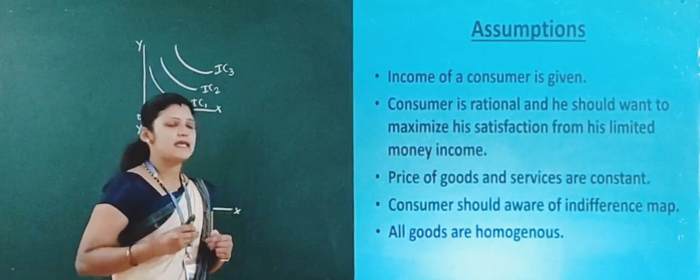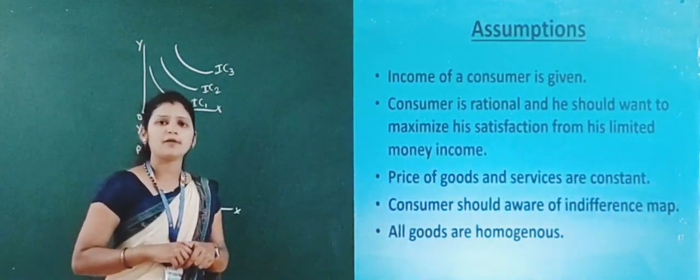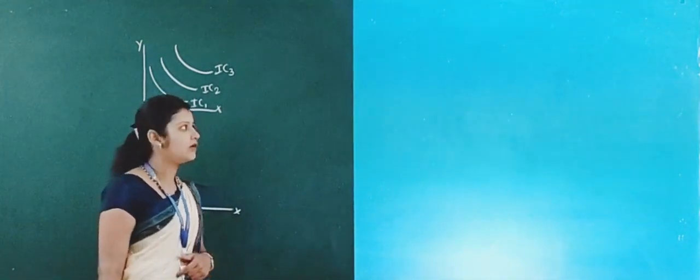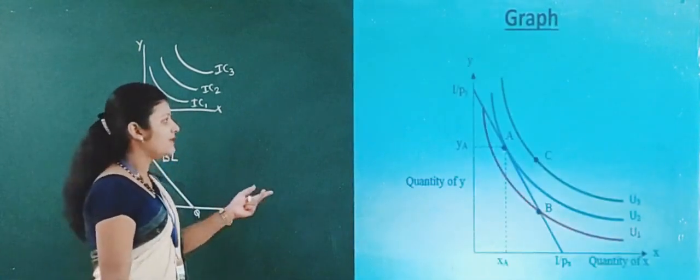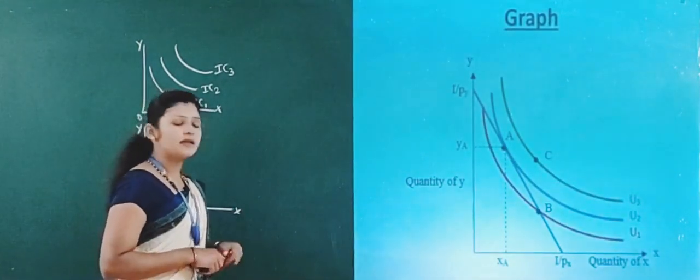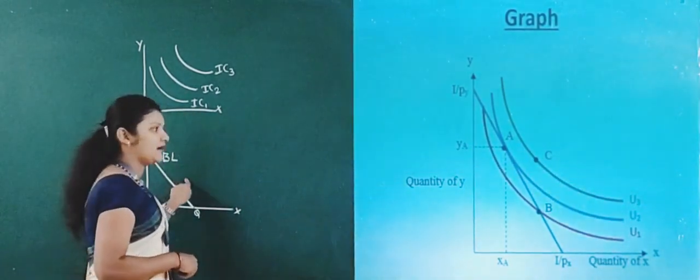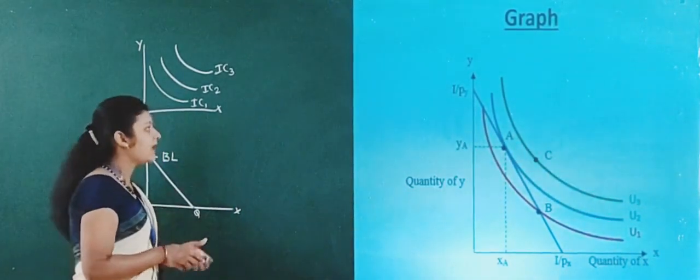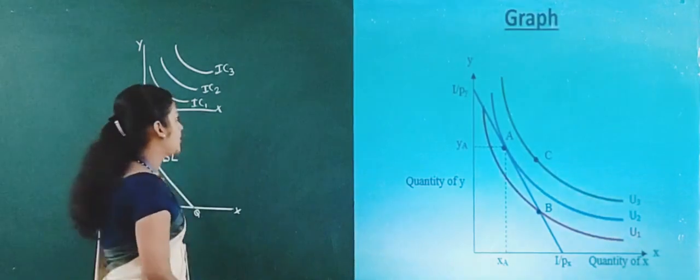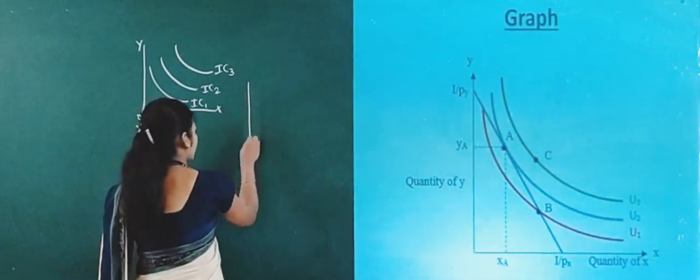Okay, now let's see the graph of the optimal choice of the consumer. This graph is the combination of the indifference map and the budget line. Okay, now let's draw the optimal choice of the consumer's graph here.